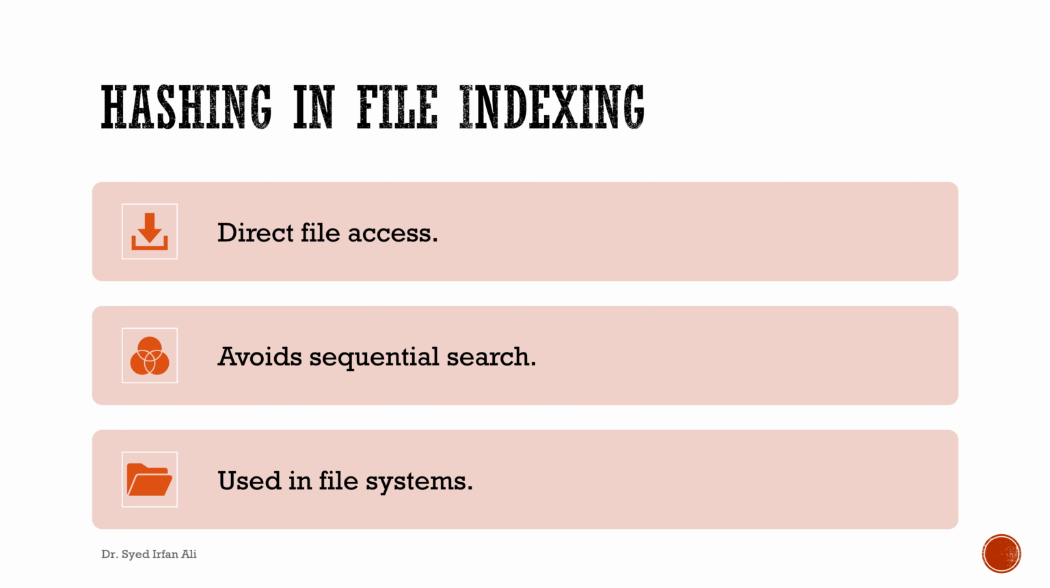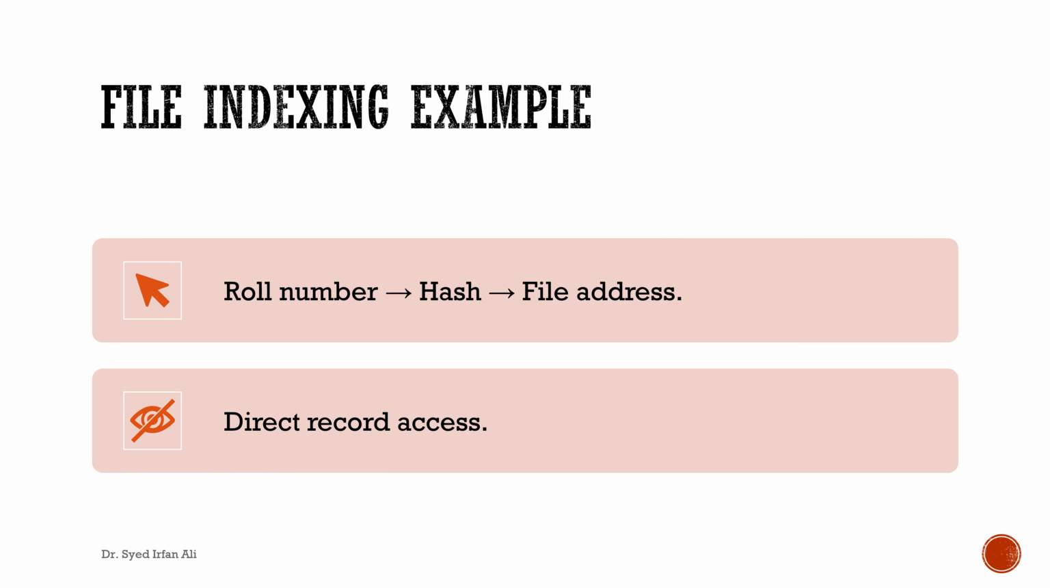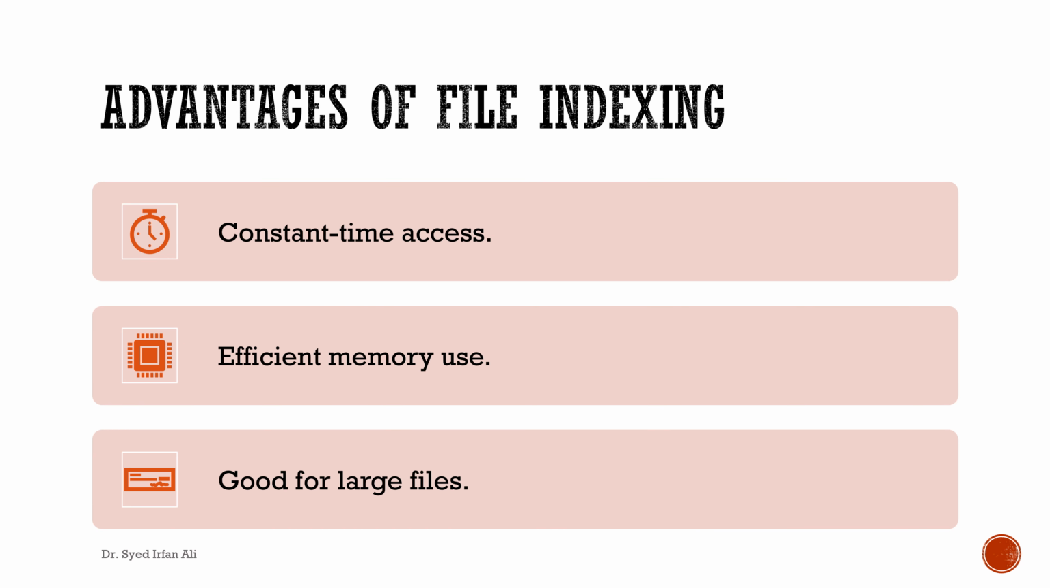Hashing is also used in file indexing. It provides direct access to files stored on disk. Sequential searching of files is avoided, which saves time. For example, student roll number is given as input. The hash function gives the file address. The required record is accessed directly without searching the entire file. File indexing using hashing gives constant-time access. It uses memory efficiently. It is very suitable for large file systems.